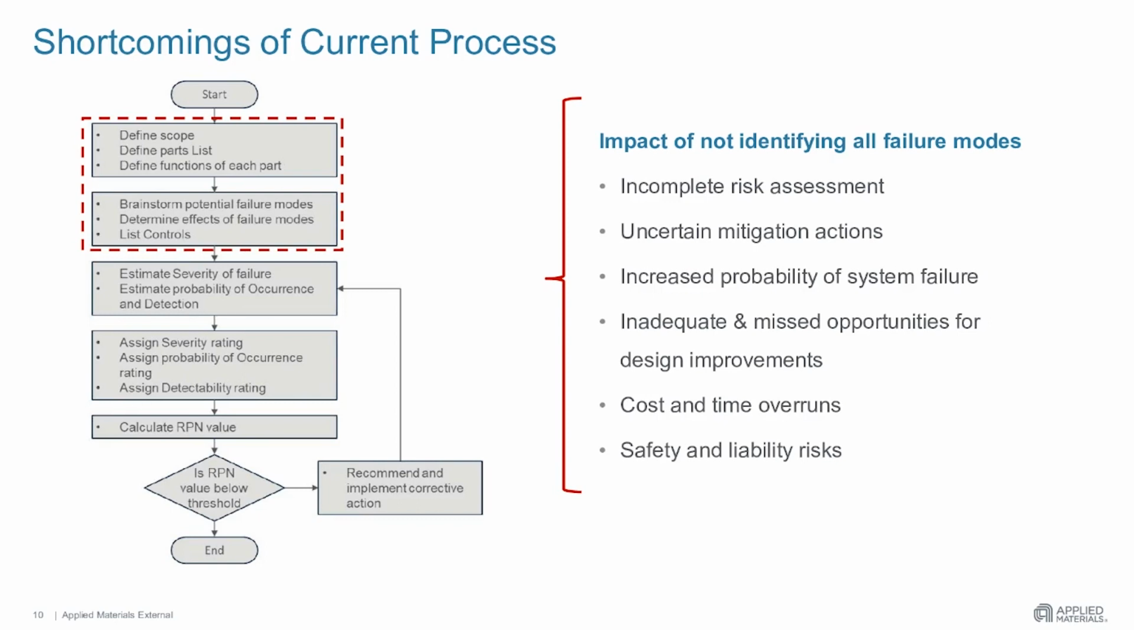If you look at the items of defining the scope and defining the parts list, they are fairly easy to achieve, right? You can export a BOM from your current CAD design perhaps, and you have a list of parts. But when we get into defining the functions for each part, that is where things get a little more vague, if you will, right?